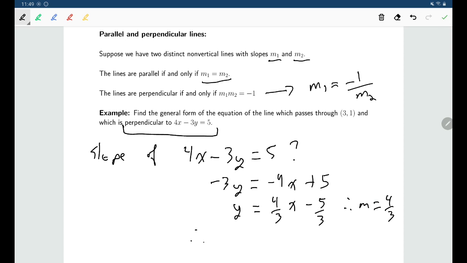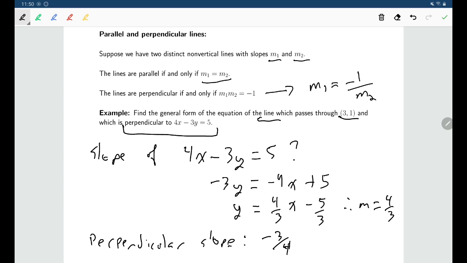Now, we're looking for a perpendicular slope, and for a perpendicular slope, that would be a slope that is the negative reciprocal of that. So the perpendicular slope to 4/3 would be -3/4. So we know that the line that we're looking for, the line that passes through this point, since it's perpendicular to the other line, has to have a slope of -3/4.